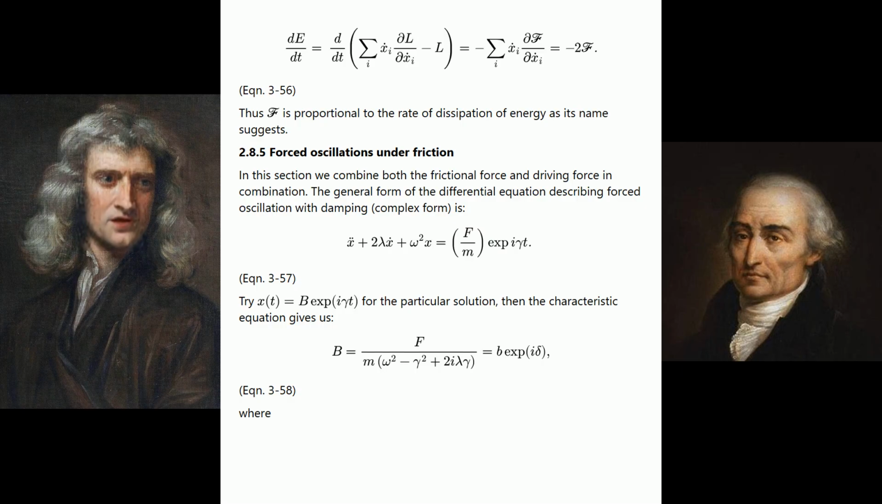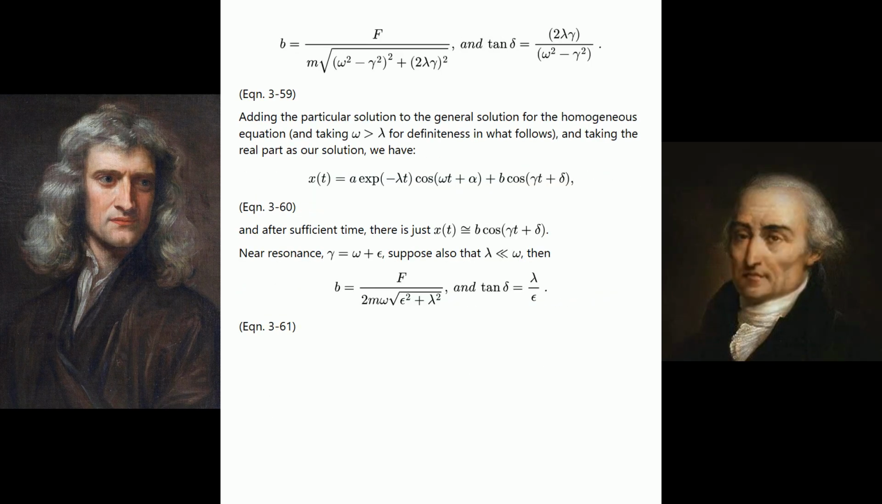3.8.5 Forced oscillations under friction. In this section we combine both the frictional force and driving force. The general form of the differential equation describing forced oscillation with damping, in complex form, is, see equation 3-57. Try x of t equals b exp of i gamma t for the particular solution, then the characteristic equation gives us, see equation 3-58, where see equation 3-59.